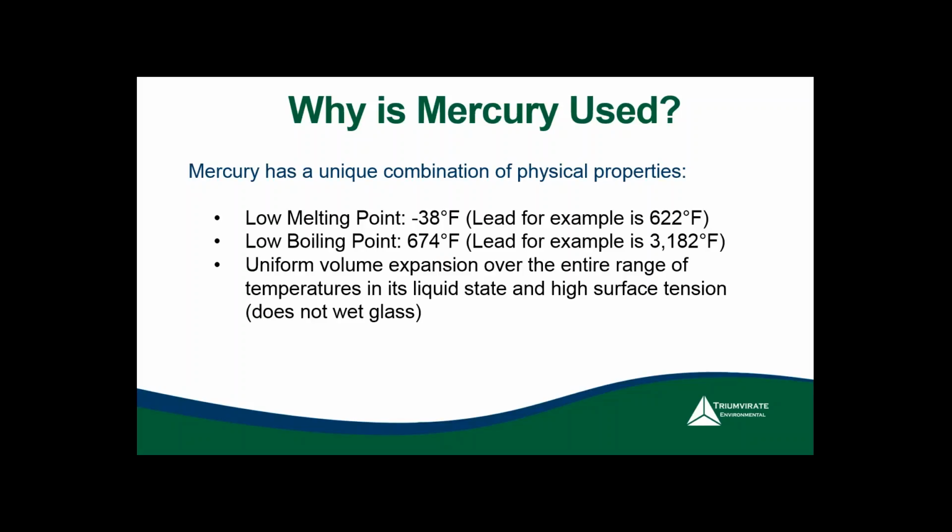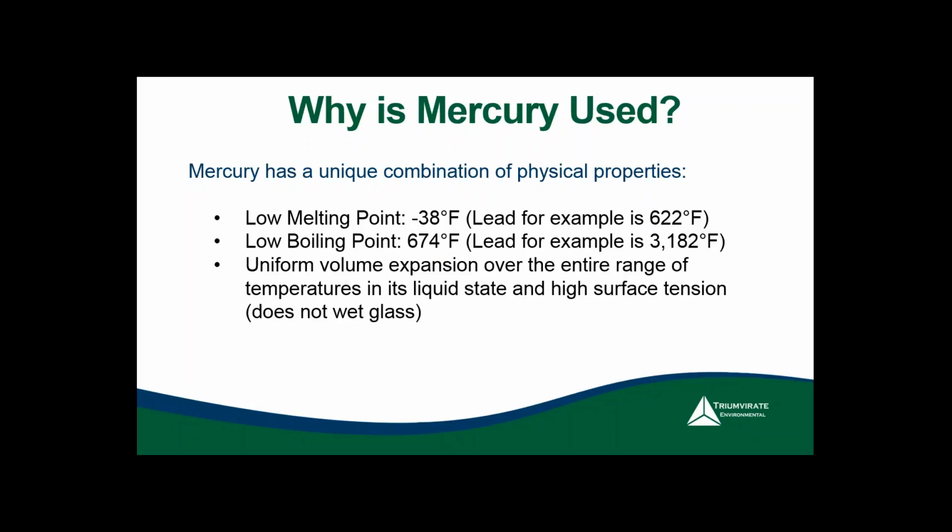Why is mercury used? Mercury has a unique combination of physical properties. It has a low melting point of -38 degrees Fahrenheit. Now lead, for example, as another metal, is 622 degrees Fahrenheit. So in its natural state, mercury is a liquid at standard temperature and pressure.